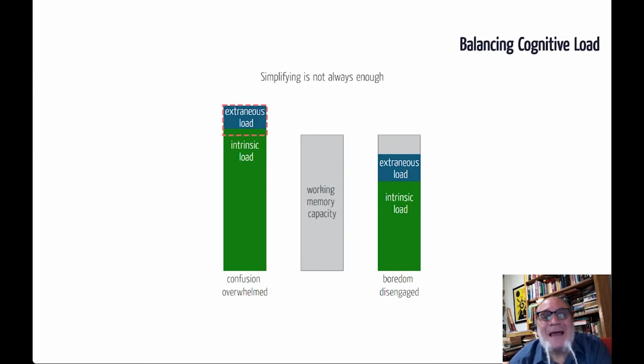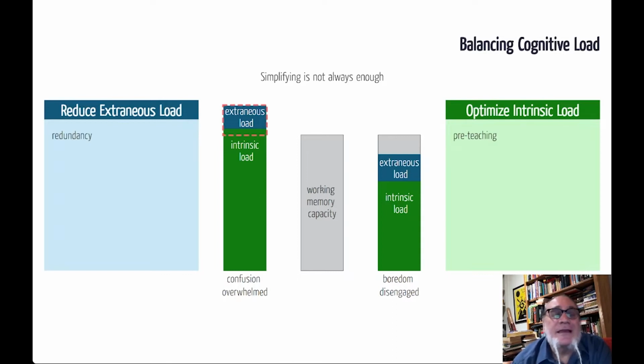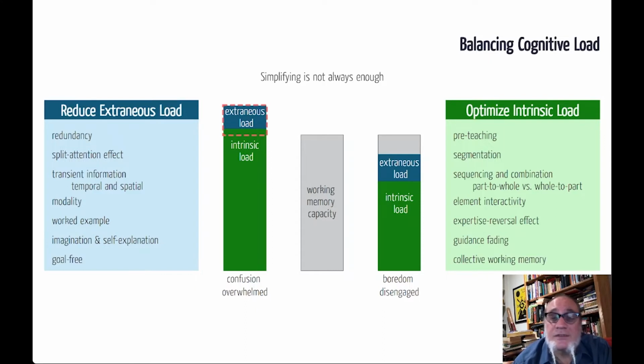So we really want to balance these things. We want to reduce the extraneous load, and we want to optimize the intrinsic load. Now, cognitive load theory has a lot of different effects and principles that go along with it. We can't cover all of them today, but many of them are directly applicable to data visualization.